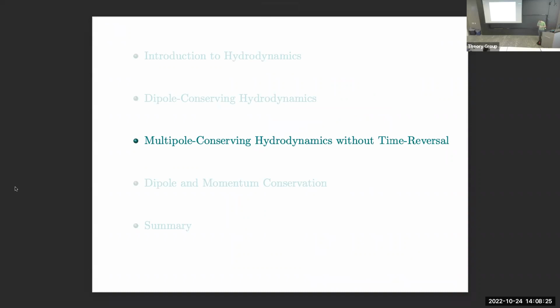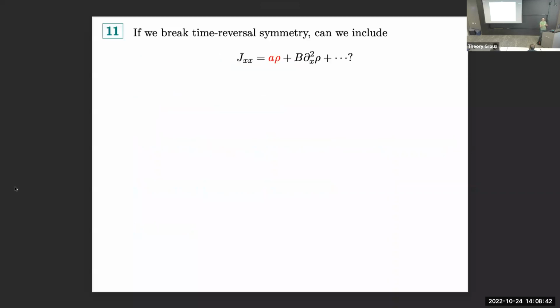Okay. So now that I've sketched out the simplest theory that has subdiffusion with dipole conservation, now let's talk about adding time reversal or breaking time reversal symmetry in these problems. And I would say the motivation for this is first and foremost, we just want to understand better this argument for why we got rid of A.